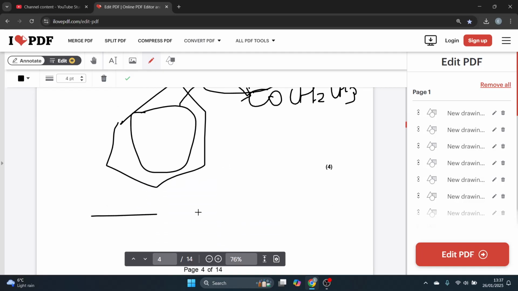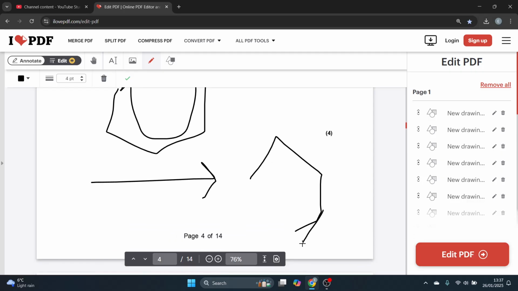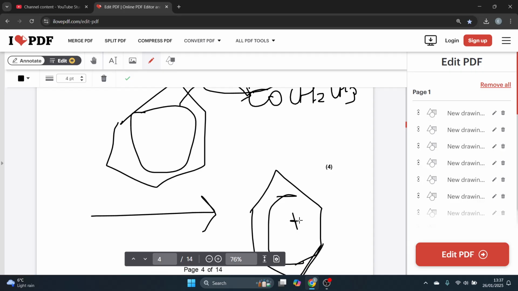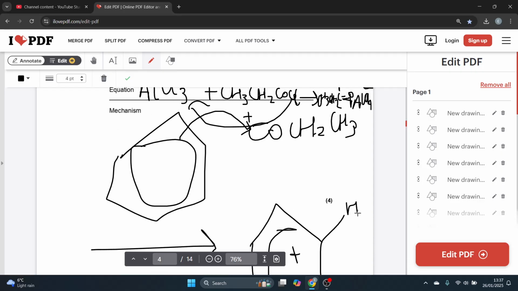And then what happens? Now I've got something like this, and I've got a partial horseshoe ring. That's how I remember it. I've got a positive charge here, and also a hydrogen bonded to this carbon, and I've got the COCH2CH3. The H leaves from here to here. Is that it? I think that's it.